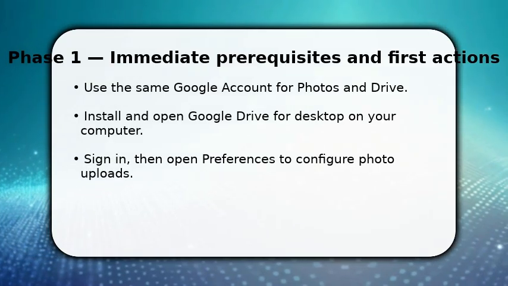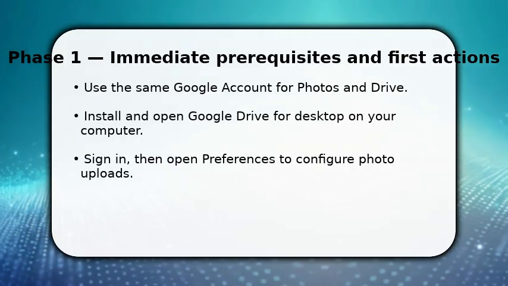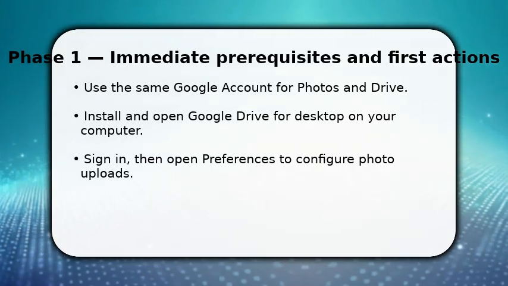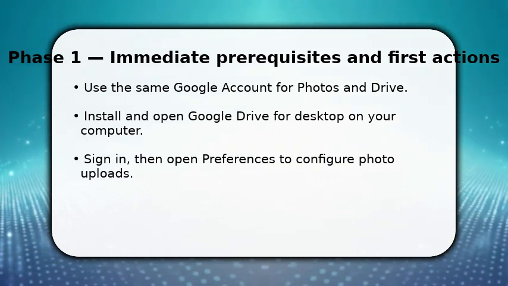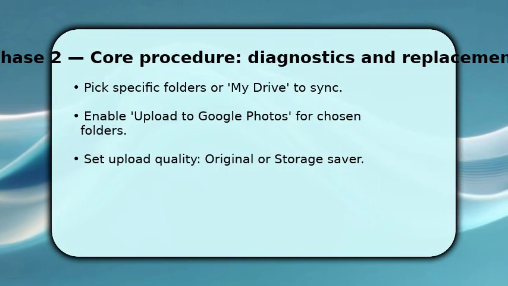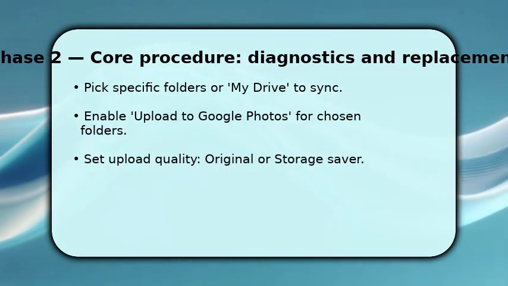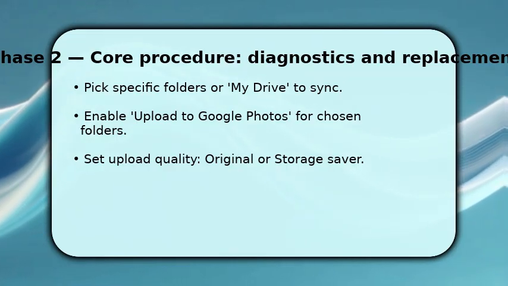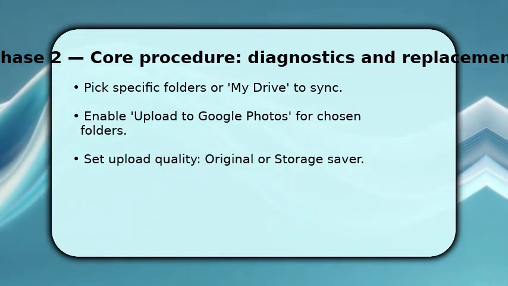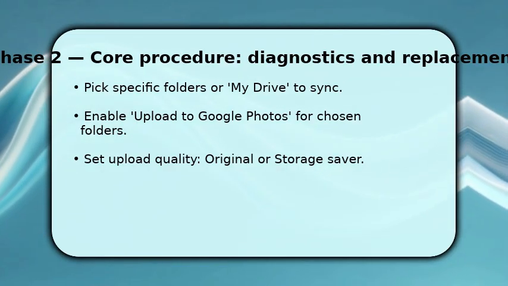Make sure you set upload quality and bandwidth limits. These control storage use and speed, because that affects how fast your images appear across devices. Once done selecting folders, choose whether to sync specific folders or whole My Drive to keep control over what uploads. Then explicitly enable the flag that uploads photos and videos to Google Photos.